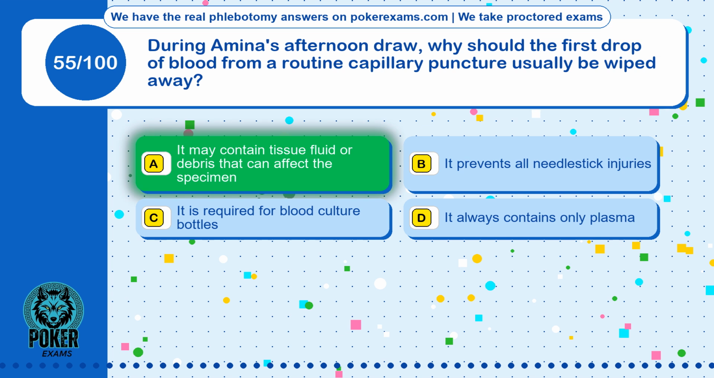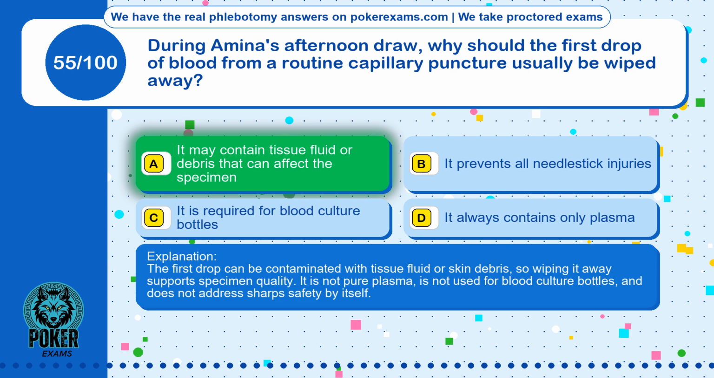The correct answer is option A. It may contain tissue fluid or debris that can affect the specimen. The first drop can be contaminated with tissue fluid or skin debris, so wiping it away supports specimen quality. It is not pure plasma, is not used for blood culture bottles, and does not address sharp safety by itself.